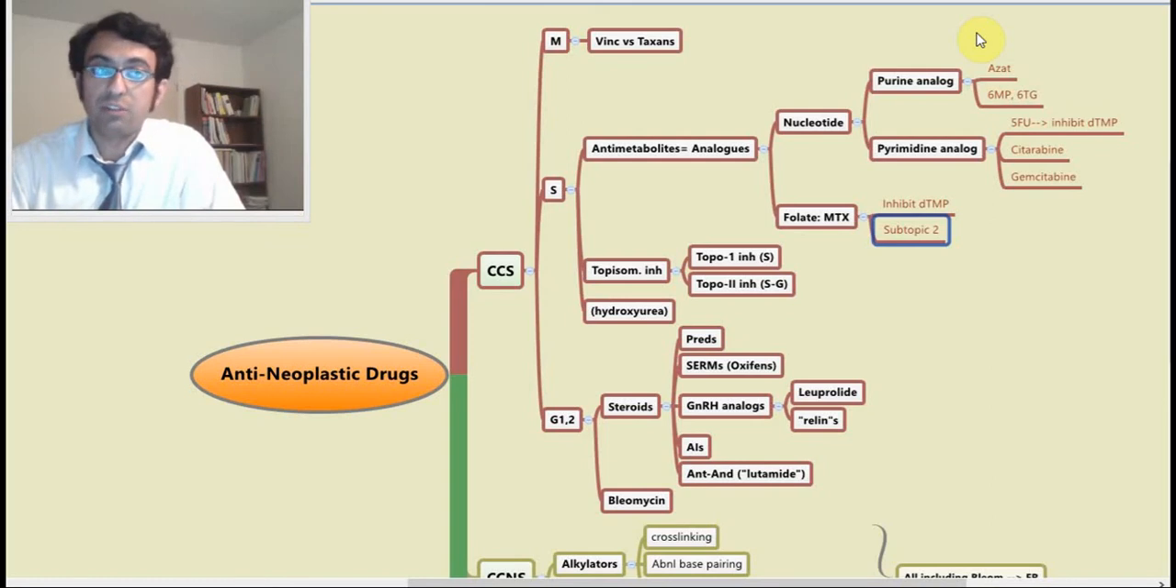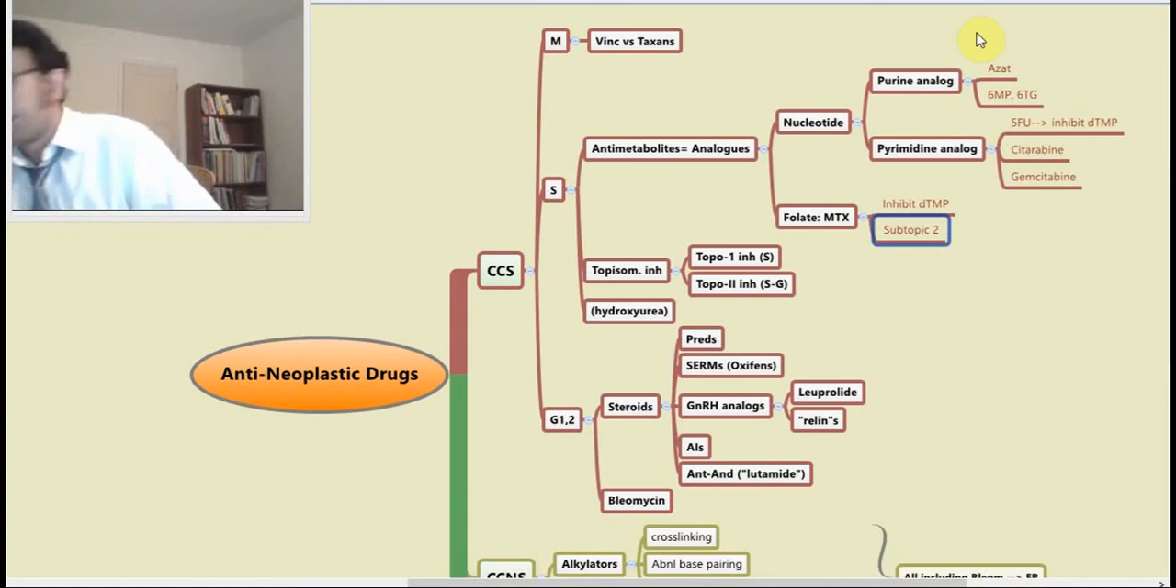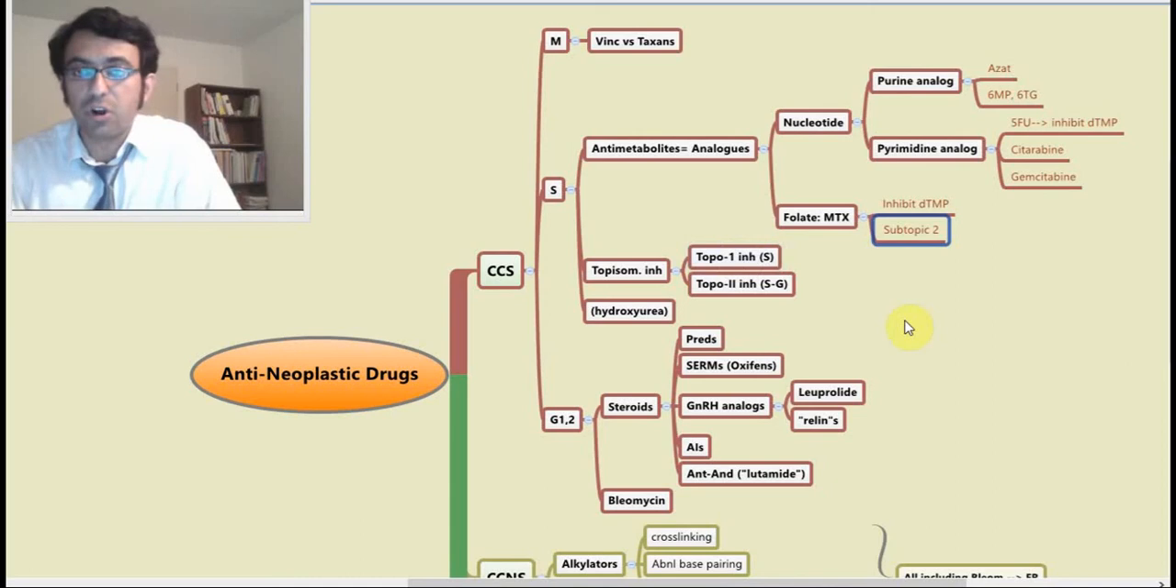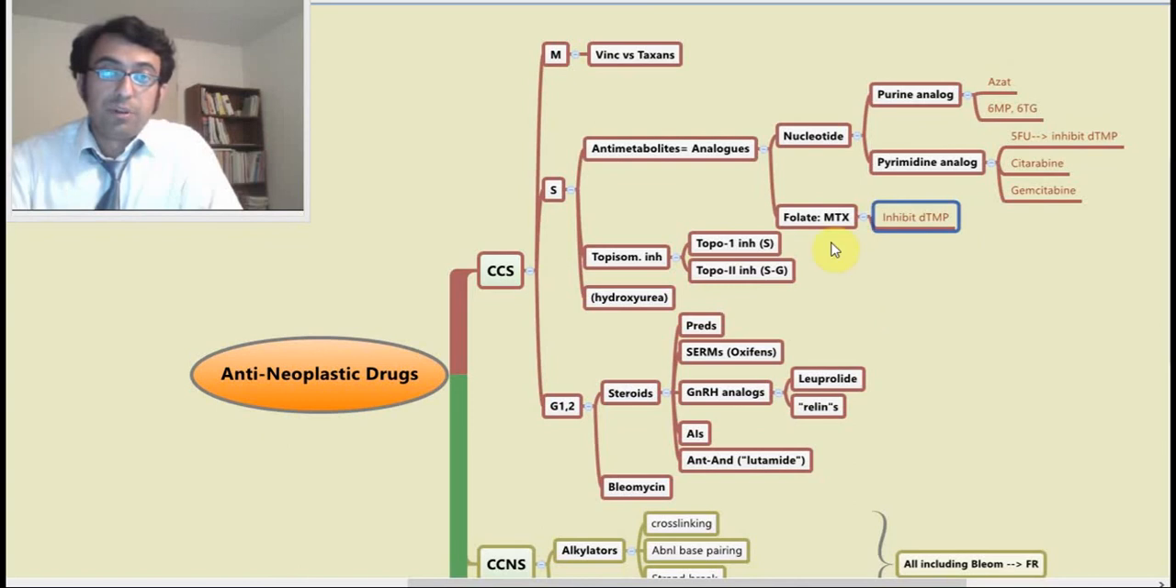etoposide, or let me see here, teniposide. Okay, so if you're asked, you can think of first comes a tecan and then comes a poside. So topoisomerase 2 inhibitors are later and they are specific to S to G2 phase, while topoisomerase 1 inhibitors such as tecan type drugs, irinotecan, topotecan are S phase specific. Okay, we mentioned hydroxyurea is another S-phase specific anti-cancer drug.